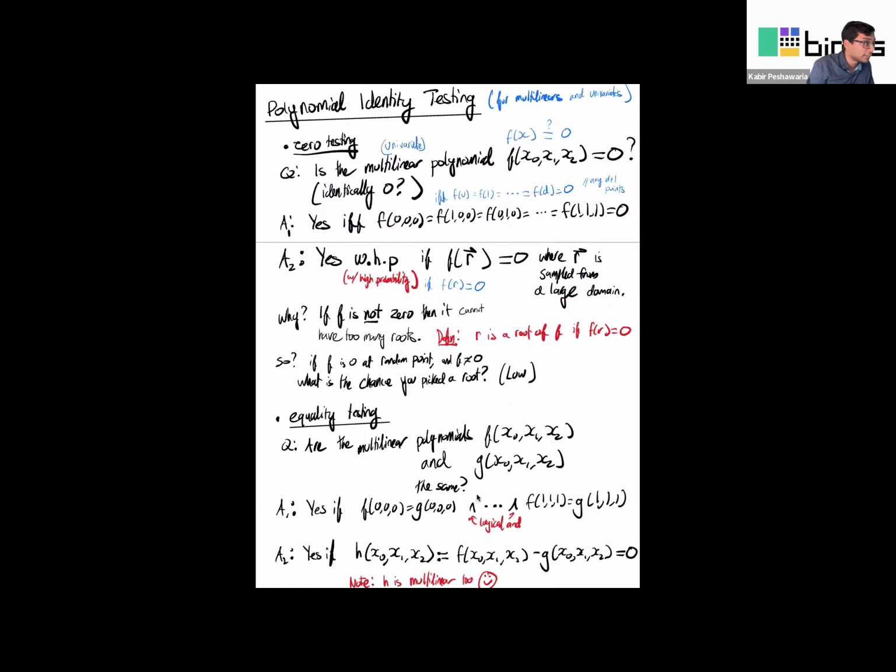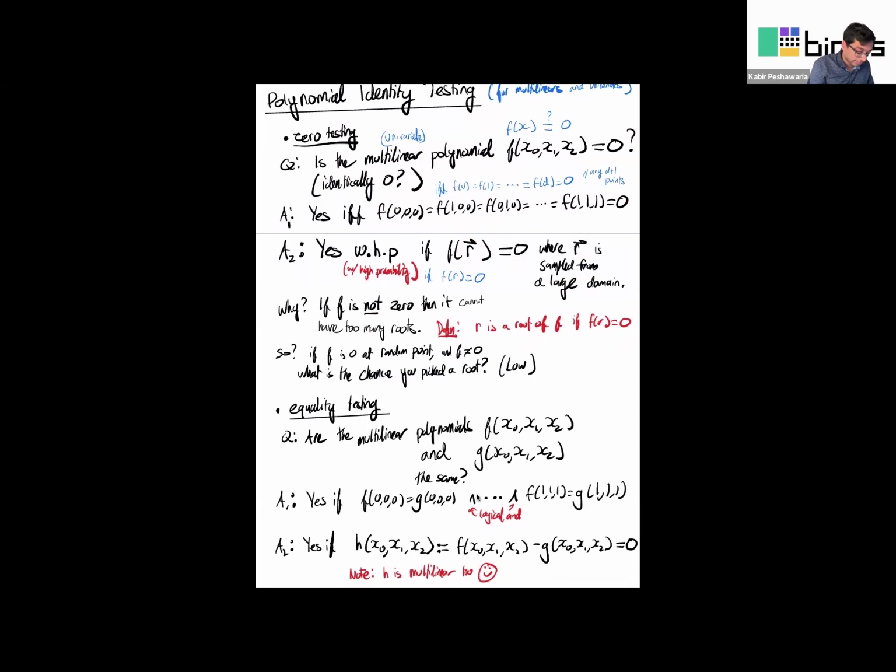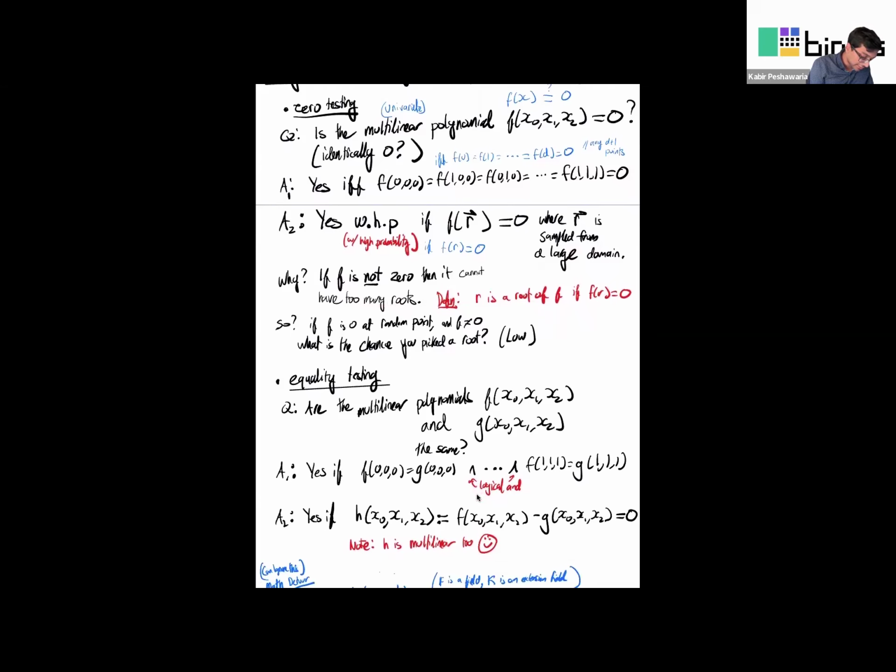The reason this is true, in plain English, is that if f is anything other than the identically 0 polynomial, then it can't have too many roots. And a root is an input where f evaluates to 0. So if f is 0 at a random point and f is not equal to 0, what's the chance that you got unlucky and picked one of these roots? Very, very low.